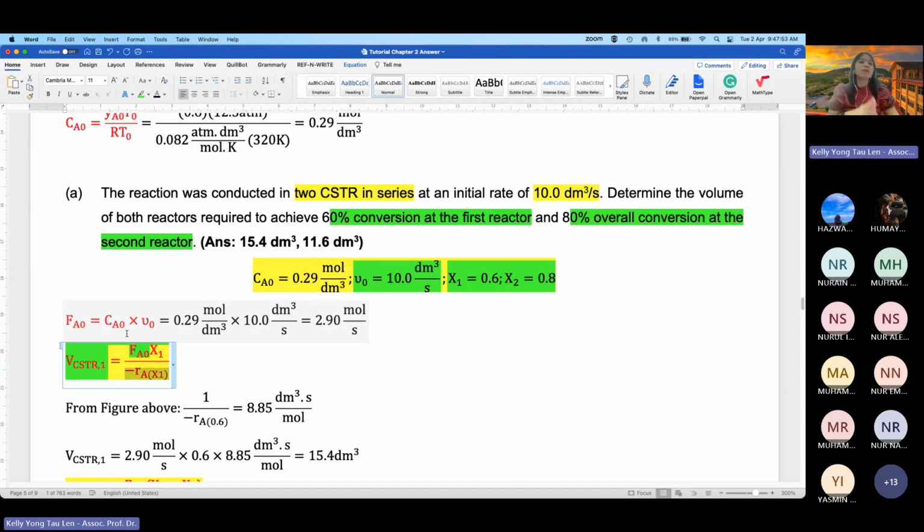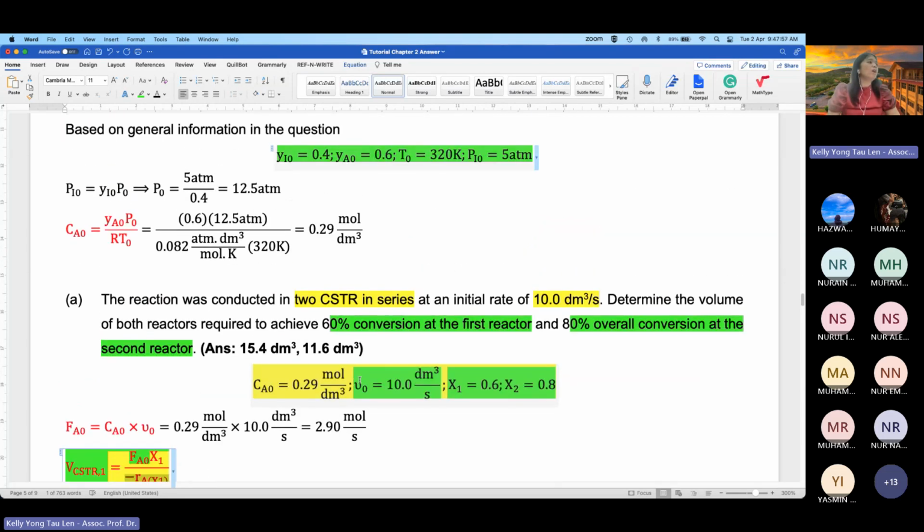Okay, so then again, how do you strategize? Come back and look at what information is given to you. The next information given to you was epsilon naught. You are given epsilon naught. If you remember, you know the correlation. There is a correlation between FA0 and epsilon naught, right? Because the correlation is that CA0 is equal to FA0 per epsilon naught.